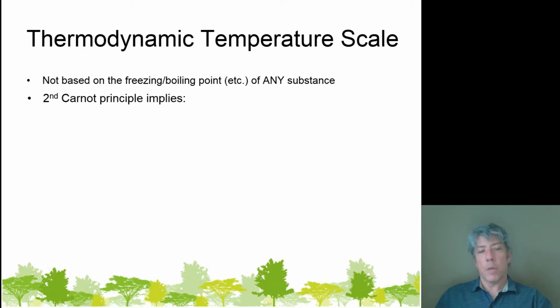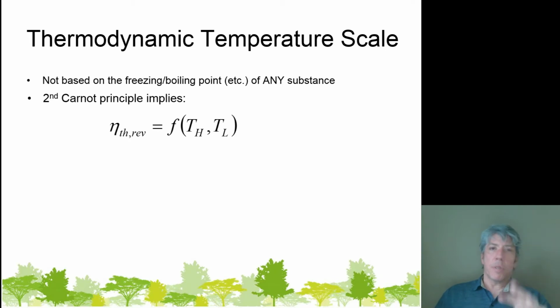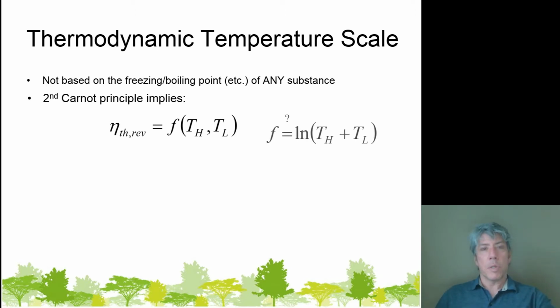So the second Carnot principle implies something important. It implies that the thermal efficiency of a reversible heat engine, since it's always the same as long as you have the same two thermal sources and sinks, depends only on the temperature of the source and sink that you're using. In other words, it's some function of the temperature of the source and sink.